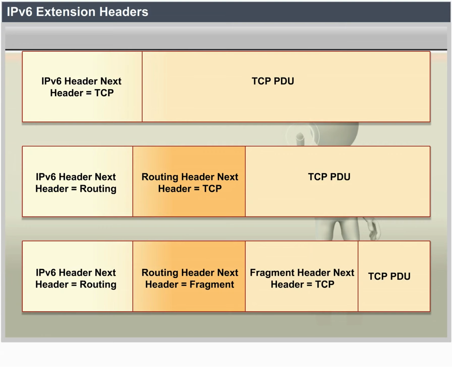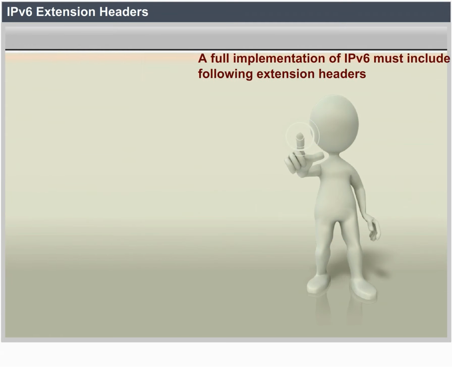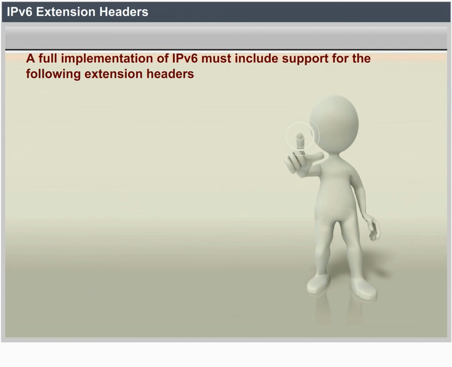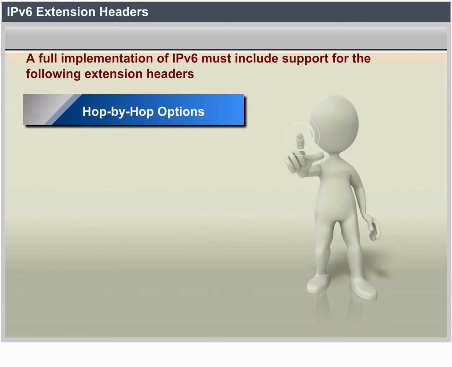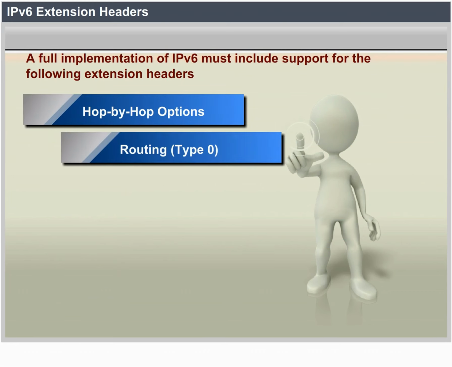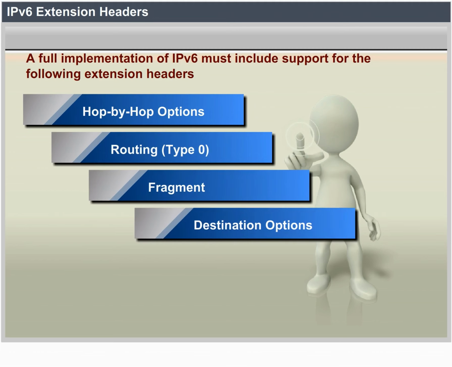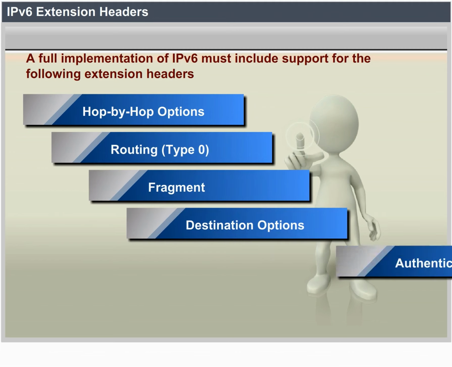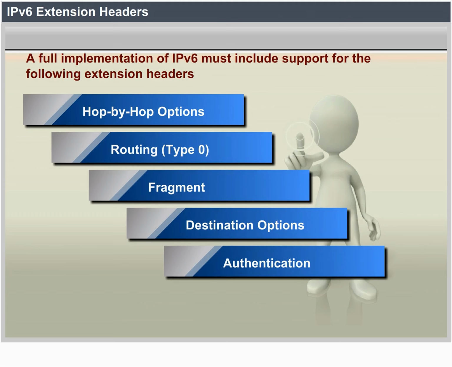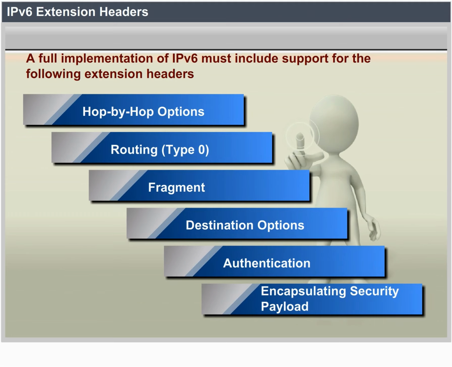Figure: extension header. A full implementation of IPv6 must include support for the following extension headers: hop-by-hop options, routing type 0, fragment, destination options, authentication, encapsulating security payload.